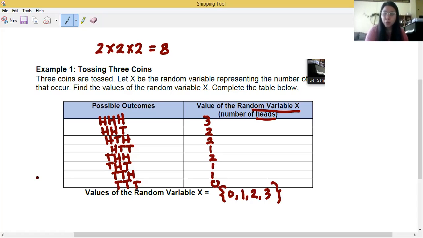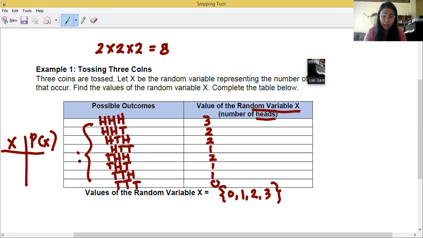Now, I want you to check on this data because we will be using it in the next part. I will just draw a table here for you to clearly see it. That will be X, and the other is P of X. Remember, there are 8 possible outcomes. Now, what are the values of X that we have? We have 0, 1, 2, and 3.